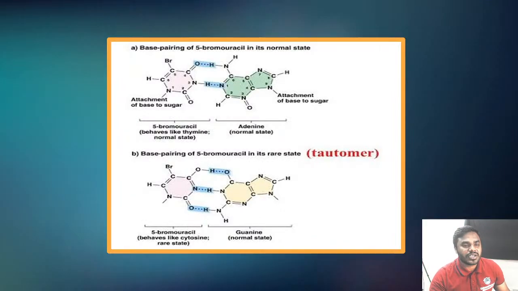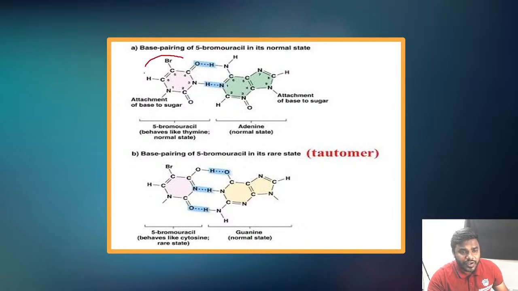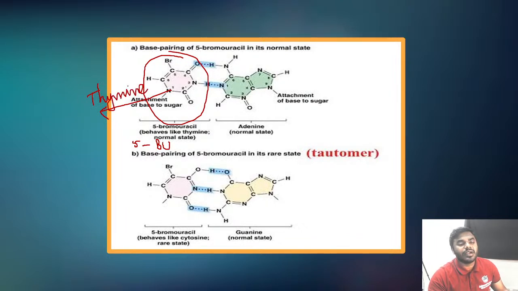Every one of you look into the picture very carefully, friends. Don't get confused here. So friends, this is 5-bromouracil. Friends, you know 5-bromouracil behaves exactly like thymine. Every one of you listen to my statements very carefully. Originally we know that thymine has to pair with the adenine. And what did I tell you? 5-bromouracil also behaves like a thymine.